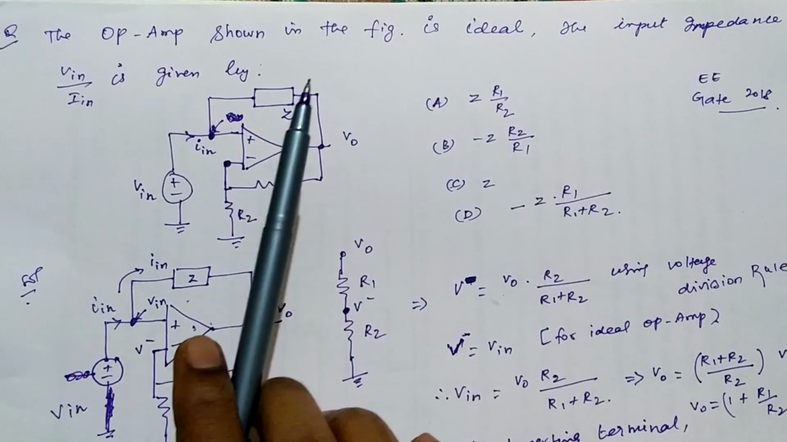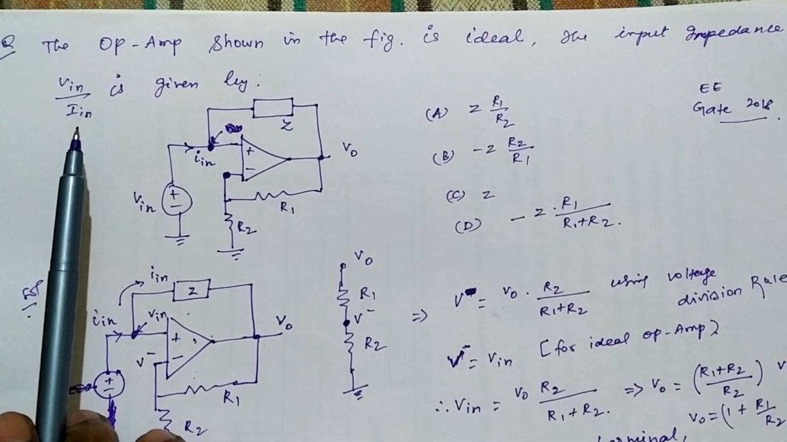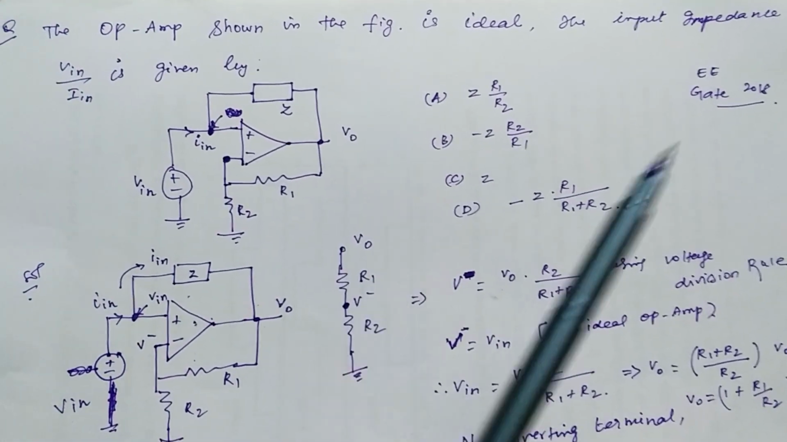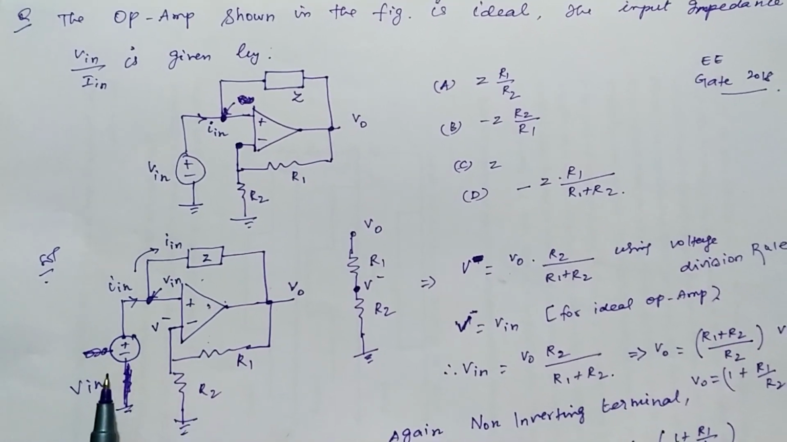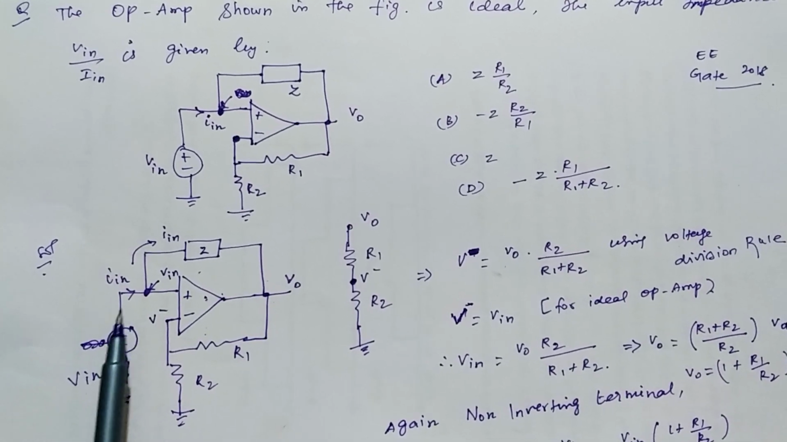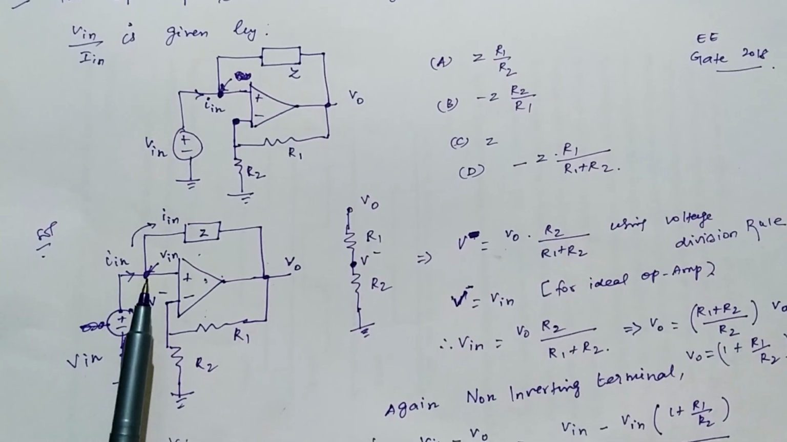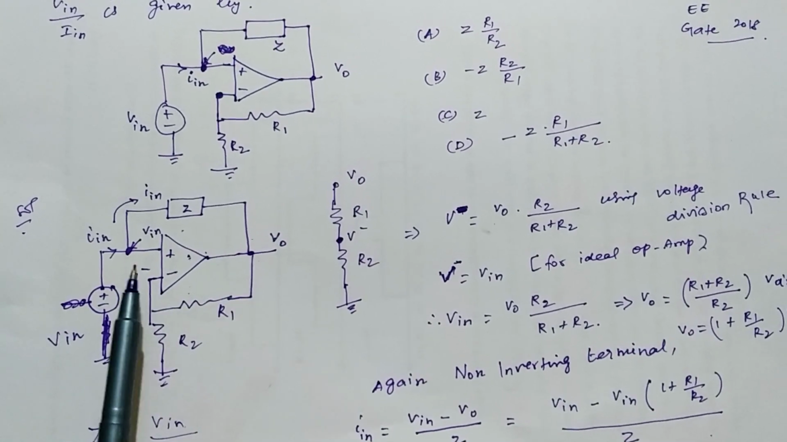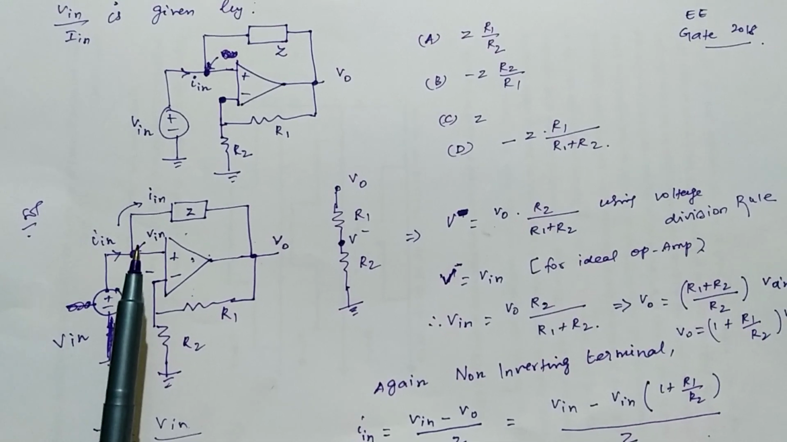The op-amp shown in the figure is ideal. The input impedance Vin divided by Iin is given by, and four choices are given. So once again we redraw the circuit here. Vin is the input voltage, I is the input current. Since there are no elements at the non-inverting terminal, V plus has the terminal voltage of Vin.